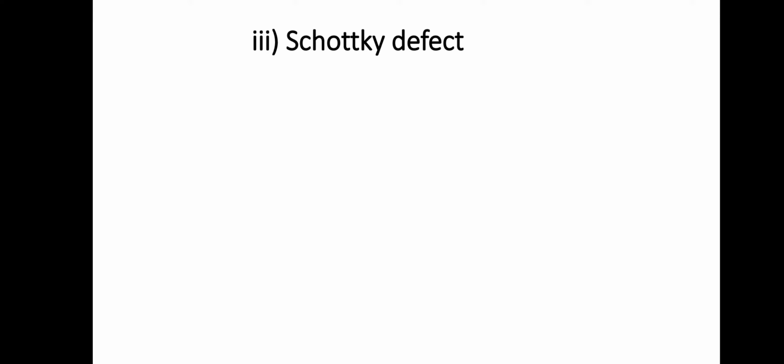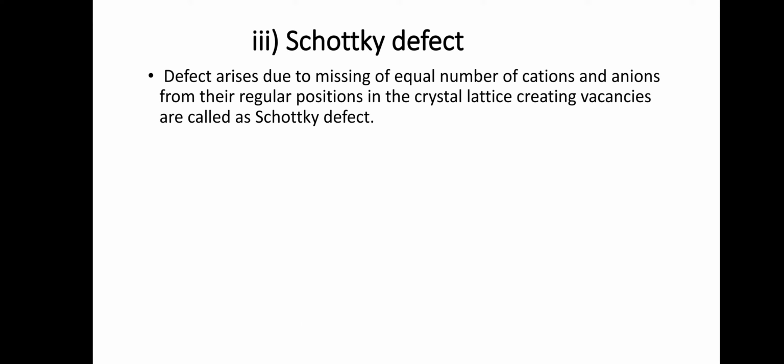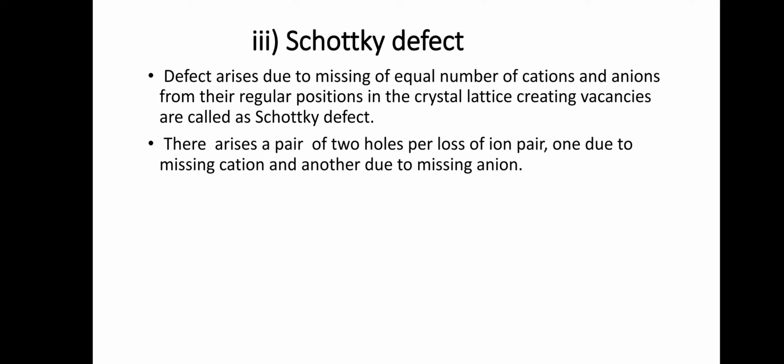Let us now study Schottky defect in detail. This defect arises due to missing of equal number of cations and anions from their regular position in the crystal lattice, creating vacancies, and is called a Schottky defect. In this defect, there is a pair of holes per loss of an ion pair, due to the loss of a cation and a loss of an anion.